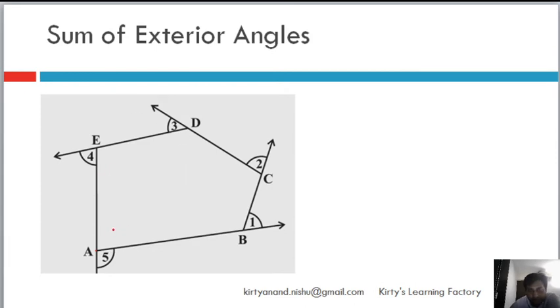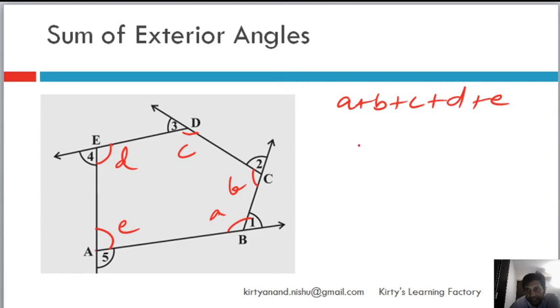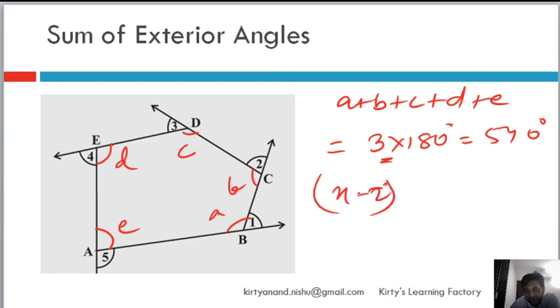the sum of all these, let's call them angles A, B, C, D and E. Now angle A plus B plus C plus D plus E are internal angles, and their sum will be equal to 3 into 180 degrees, which is 540 degrees. Why did I say 3? Because (n minus 2), n is 5 here, so 5 minus 2 is 3. We just learnt it. So that is the sum that I am getting right here.